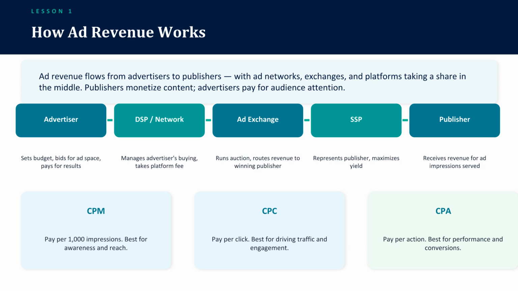Publishers monetize their content through advertising by offering their ad inventory, the spaces on their pages and in their apps, to advertisers. The three main ways this inventory is priced are CPM, CPC, and CPA. Each represents a different economic model with different risk profiles for both sides.